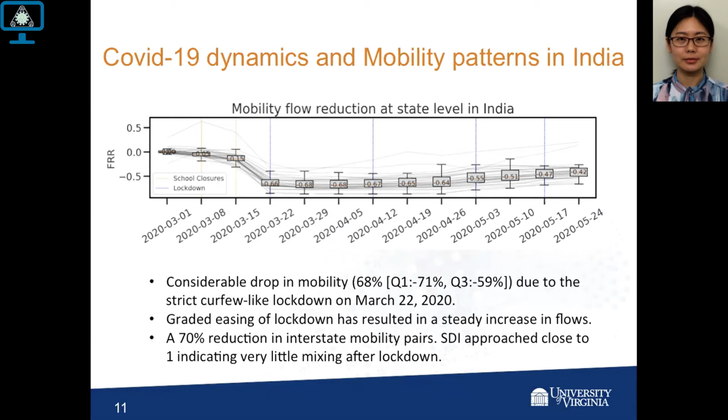And also we conduct the interstate mobility analysis, the SDI analysis. The results show that the SDI is close to 1, indicating very little mixing after lockdown, and also a 70% reduction in the interstate mobility, which is quite similar to that for the US.